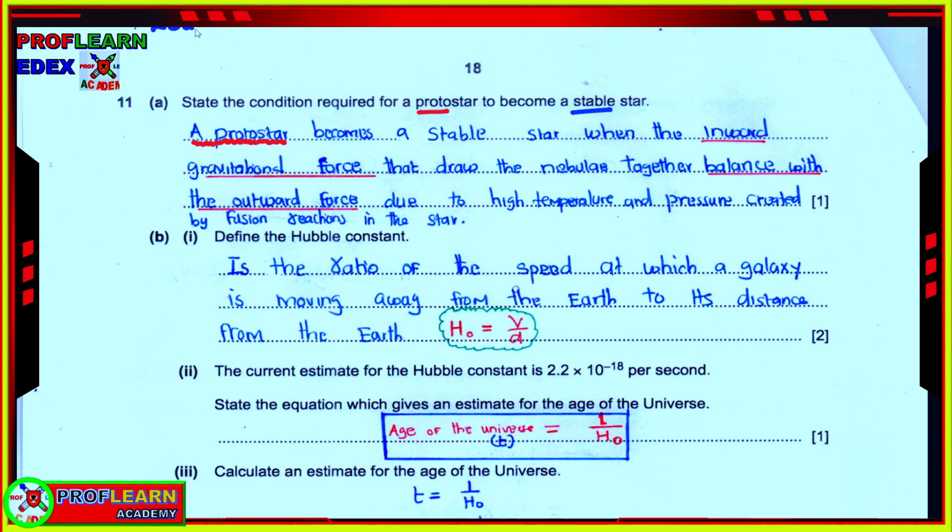Low mass stars follow this life cycle. Let me just write it for you. It moves from protostar to a stable main sequence star, which is called the main sequence. Then it becomes a red giant.